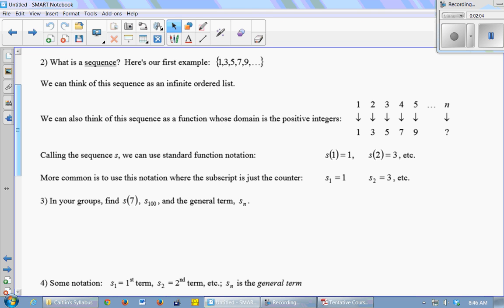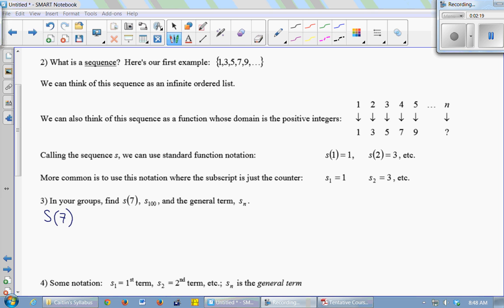All right, so take a minute or two, find S of 7, S sub 100, and a general term, a formula for S sub n. So S of 7, what is that? How'd you get it?